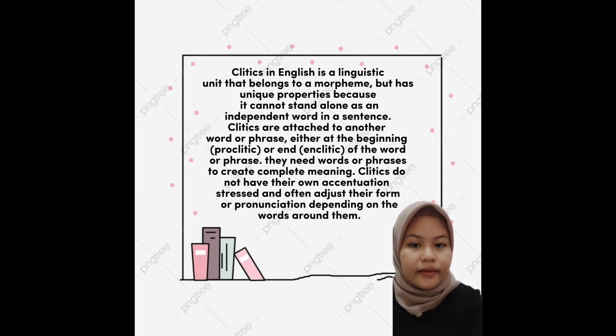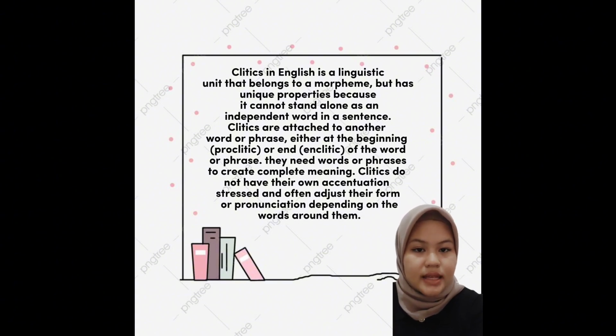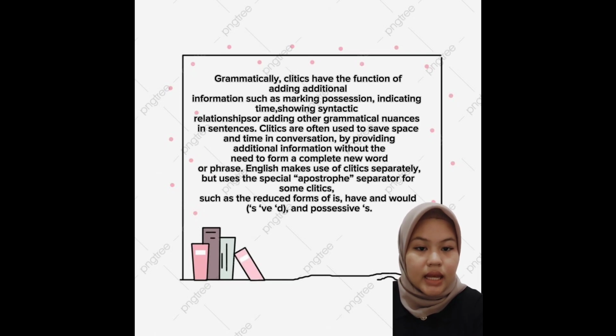Clitics do not have their own accentuation or stress and often adjust their forms or pronunciation depending on the word around them. Grammatically, clitics have the function of adding additional information such as marking possession, indicating time, showing syntactic relationships, or adding other grammatical nuances in a sentence. Clitics are often used to save space and time in conversation by providing additional information without the need to form a complete new word or phrase.